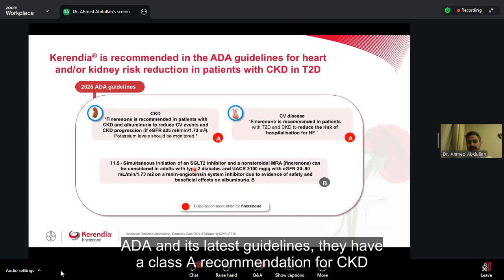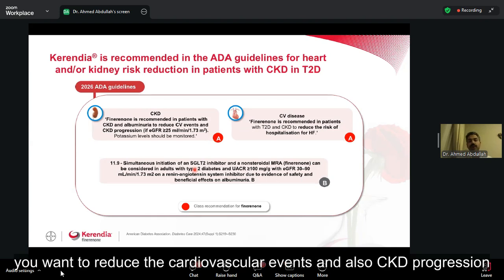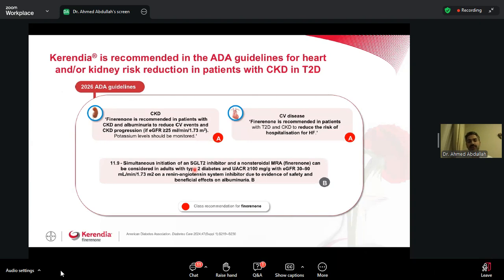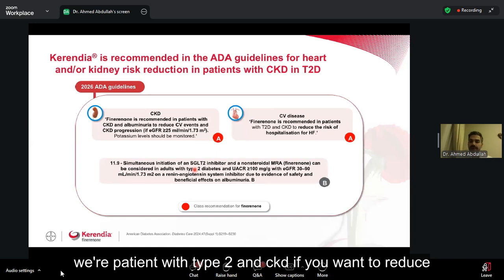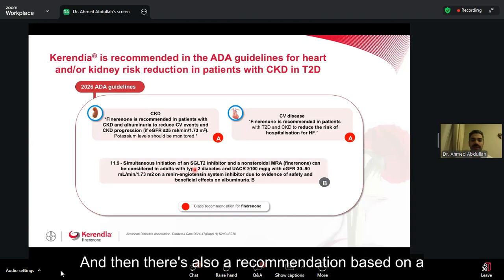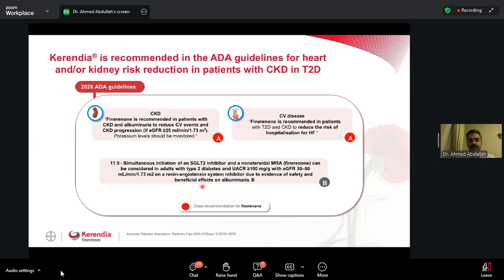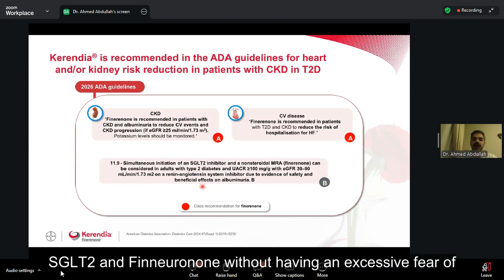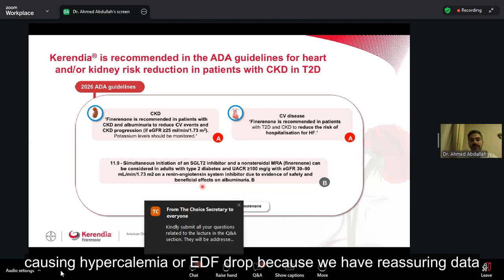ADA, in its latest guidelines, has a class A recommendation for CKD patients. So if you have patients with CKD and albuminuria, and you want to reduce the cardiovascular events and also CKD progression, finerenone is there as a class A recommendation. But also for patients with type 2 diabetes and CKD, if you want to reduce the risk of heart failure hospitalization, and I will come to mention the studies for those. And then there's also a recommendation based on a new trial that you could initiate SGLT2 and finerenone simultaneously without having an excessive fear of causing hyperkalemia or eGFR drop, because we have reassuring data.